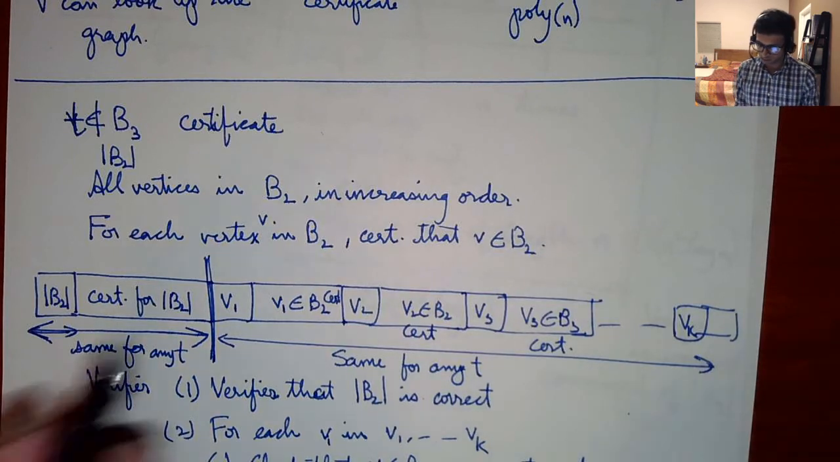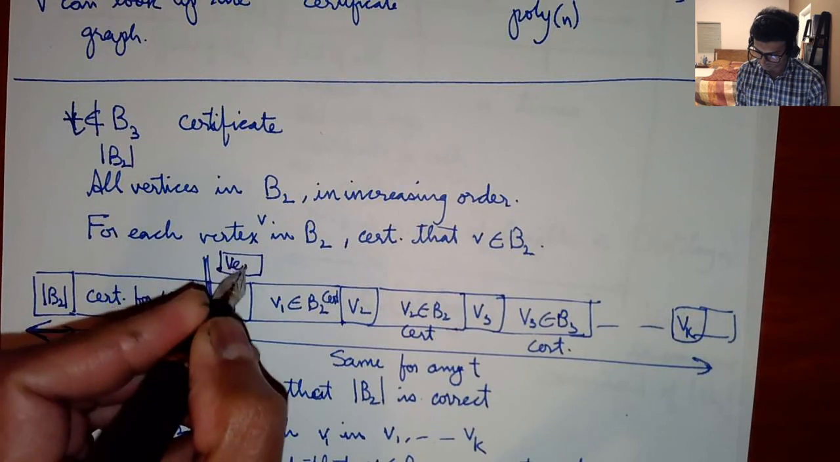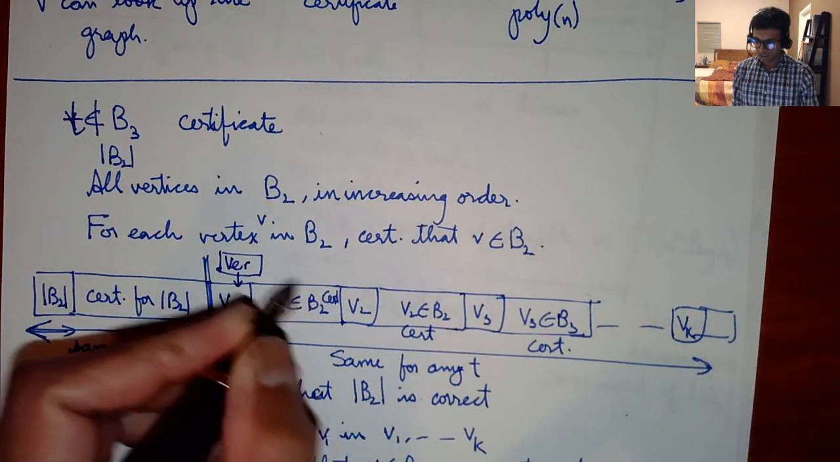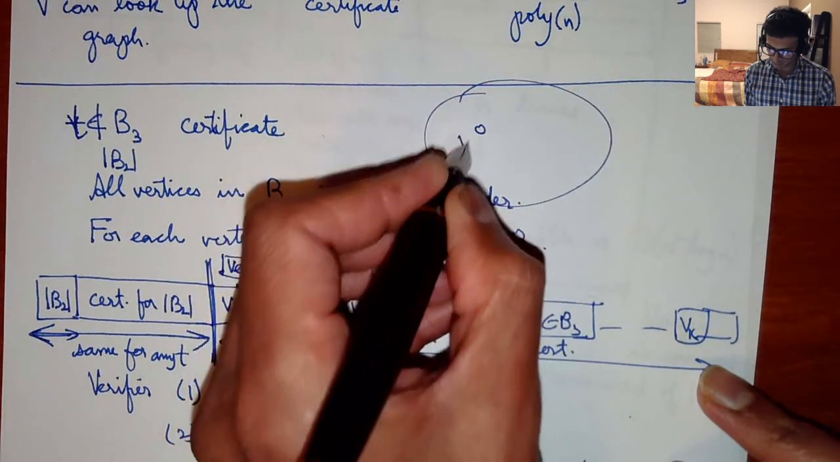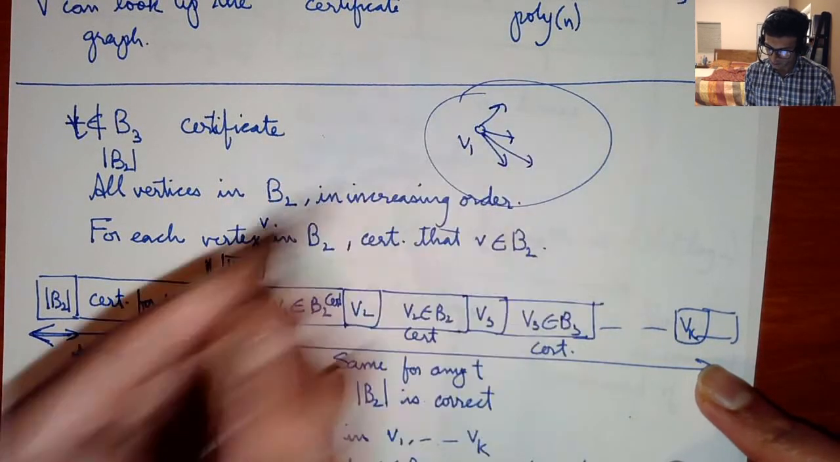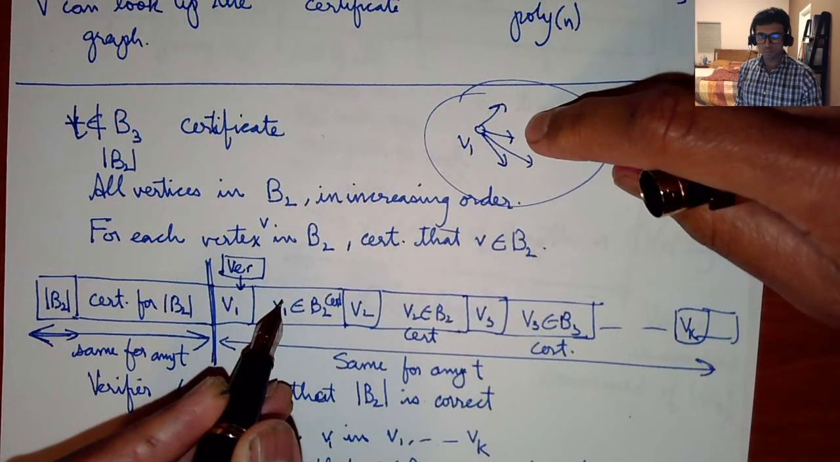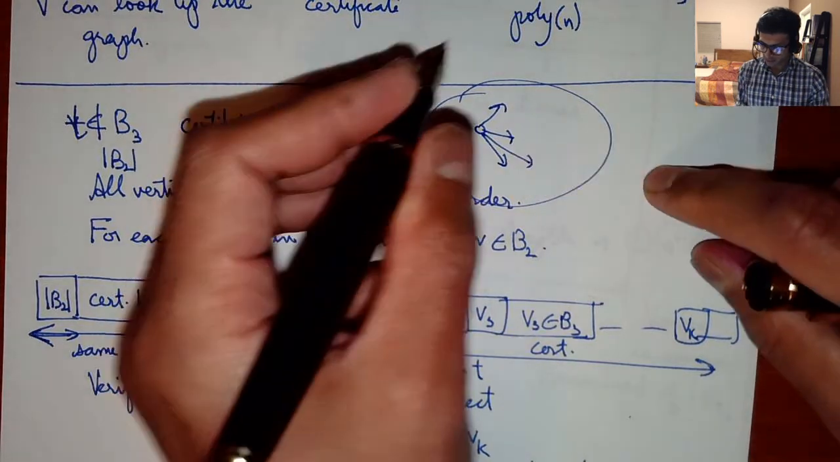Does that make sense? So here's your verifier, and it's sort of walking through this. After looking at V1, let's just say here's your graph and here's V1, and there are a bunch of things that V1 is connected to, and so the verifier can loop over and figure out how many. Then it goes to V2.